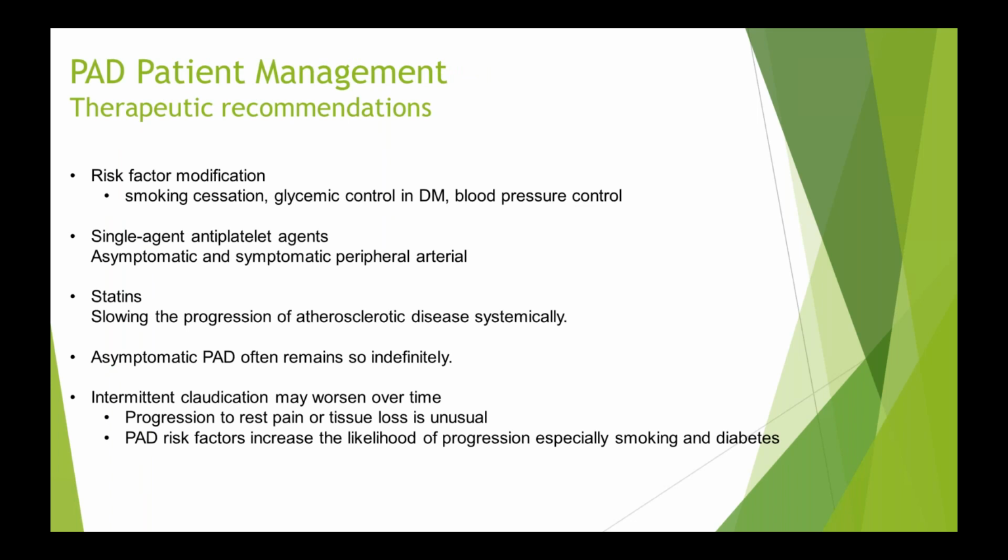So, what is the goal of therapy? The goal of therapy in patients with peripheral arterial disease is improvement in symptoms and quality of life. And for patients with chronic limb ischemia, the goal of therapy is pain control, wound healing, and preservation of the functional limb.